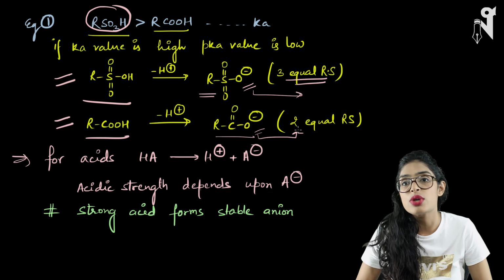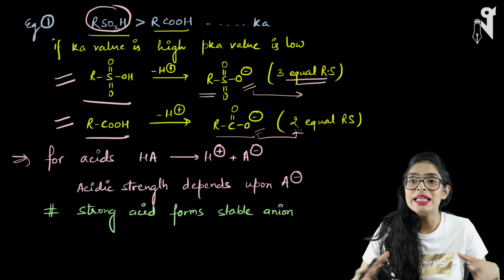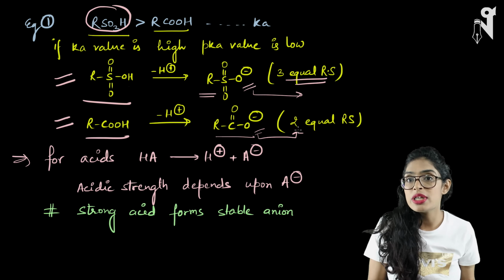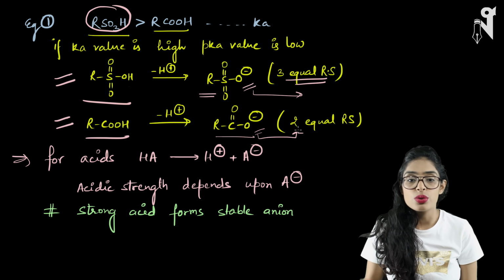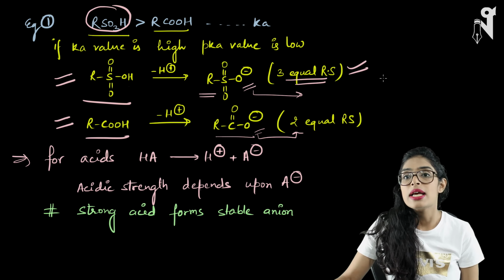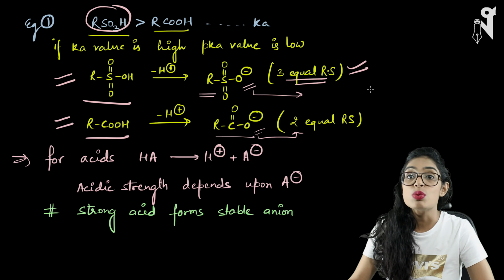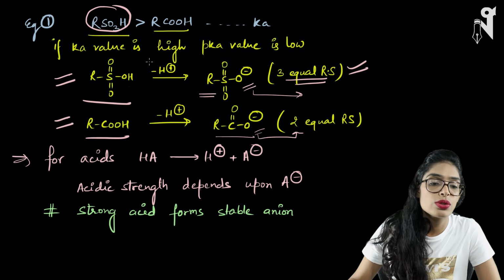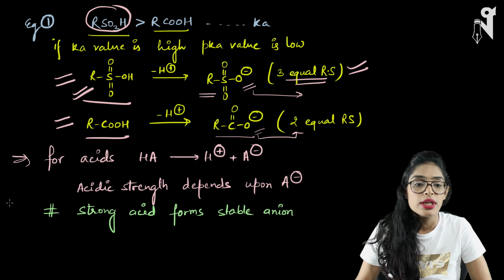Generally, how do we compare the stability of the molecule? We see the equivalent resonating structures. Whichever molecule is giving equivalent resonating structures is much more stable than the non-equivalent one. When both are giving equivalent resonating structures, then we'll see the count. So here this is giving you more equal RS, and more equal RS means more stability. More stability means your conjugate base, what is forming after losing H plus, is much more stable. If the conjugate base is stable, that means it is a better acid. So RSO3H is a much better acid than your RCOOH.